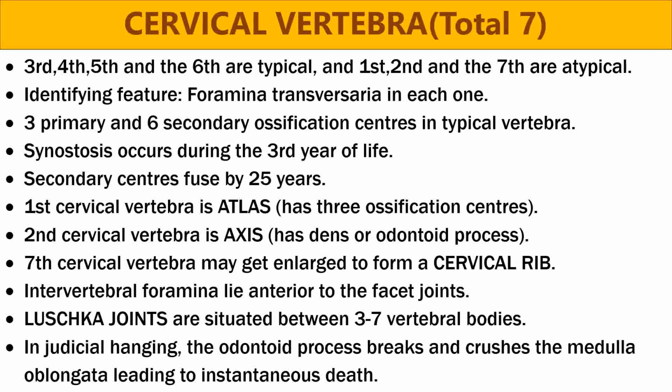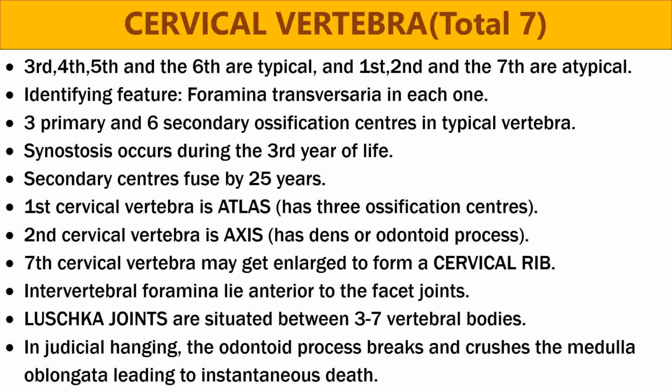The seventh cervical vertebra is called the vertebra prominens because of its long spinous process, the tip of which can be felt through the skin at the lower part of the neck. Its ossification process is similar to that of a typical cervical vertebra.